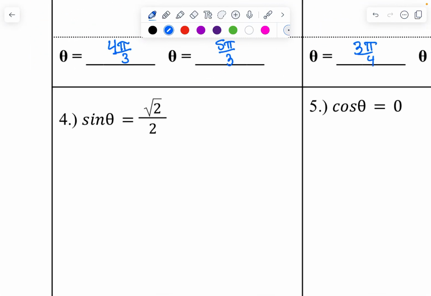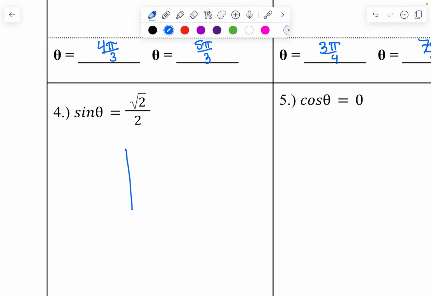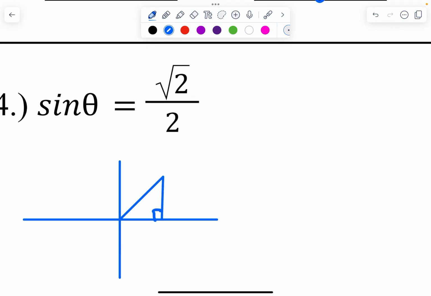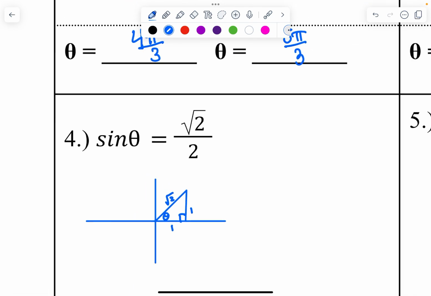A few more here. All right, so sine of theta. If sine's positive, we are in quadrants 1 or 2. So square root of 2/2 tells me it's a 45, 45, 90. It's the only way we get square root of 2. So we know pi fourths is going to be the reference angle.